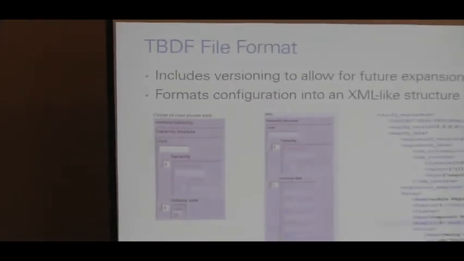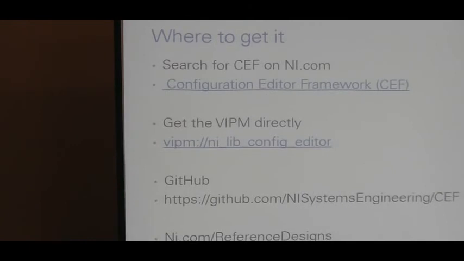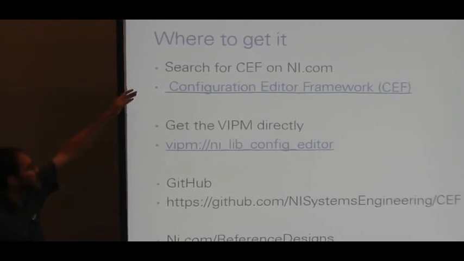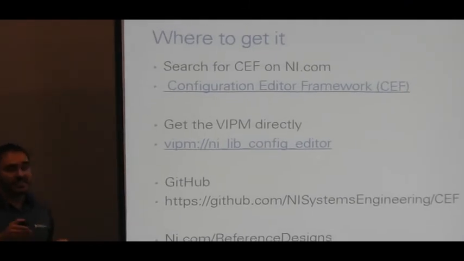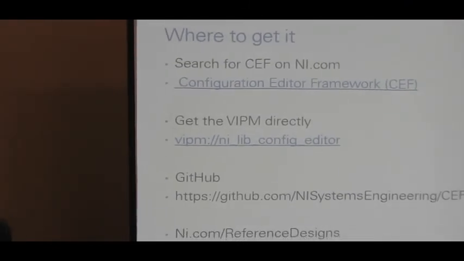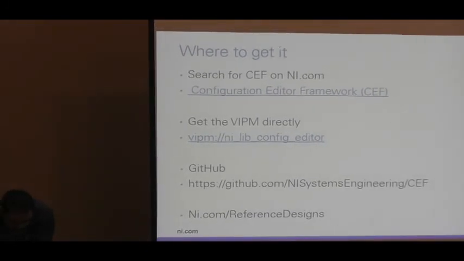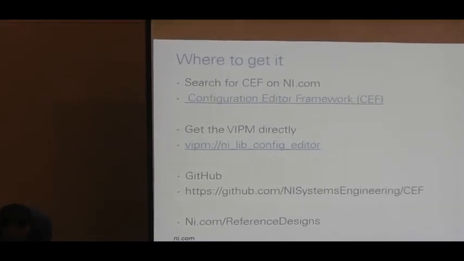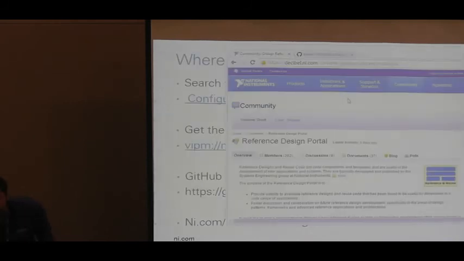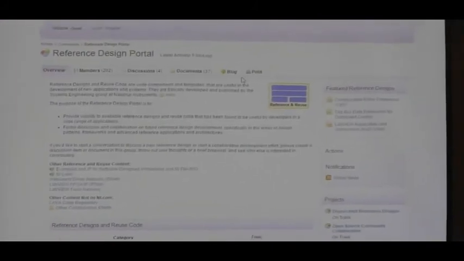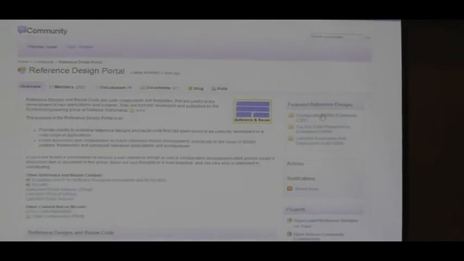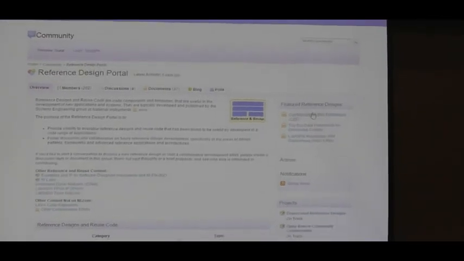Now, in general, where can you get it? You can get it directly on NI.com. You can search for CEF, or even better, you can go to NI.com/reference designs. On NI.com/reference designs, you can find all our reference designs from the system engineer group. So you can find here CVT, CEF, the new SPI framework. All the frameworks that we're developing will be in this place.